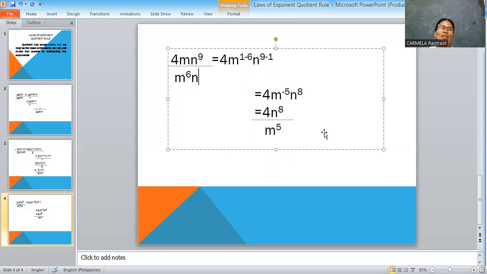Again, the law of exponents, quotient rule. The first thing that you're going to do is check if they have the same base. Then what you're going to do with the exponents is subtract them.